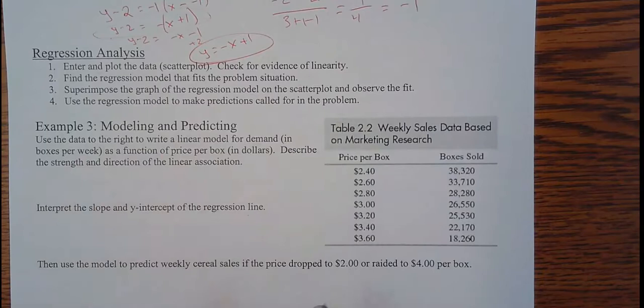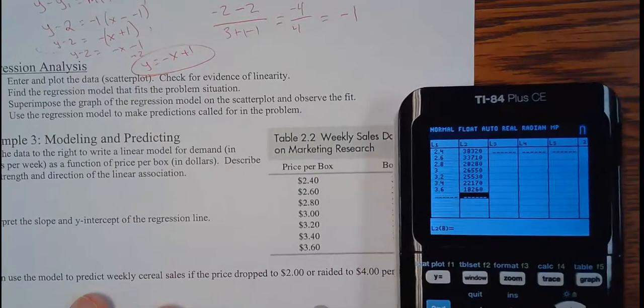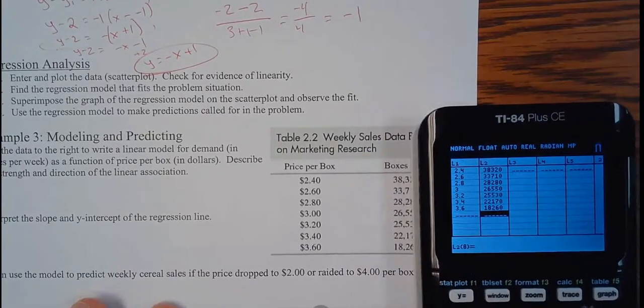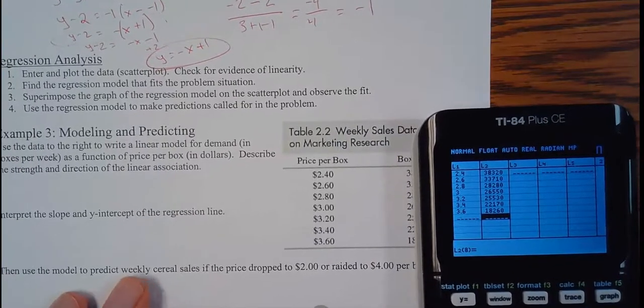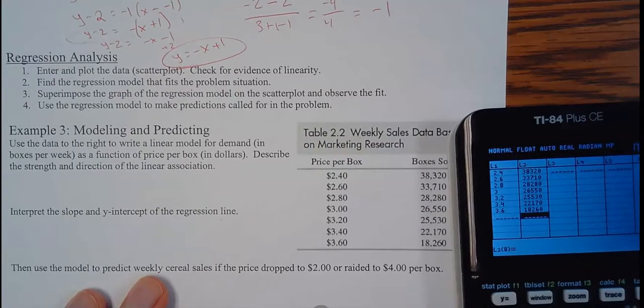So use the data to the right to write a linear model for demand in boxes per week as a function of price per box in dollars. Describe the strength and direction of the linear association. First off, put that data in your calculator. I went to my list, L1, L2, and put all the data in there. If you need to pause the video, go ahead and pause it and put that in.